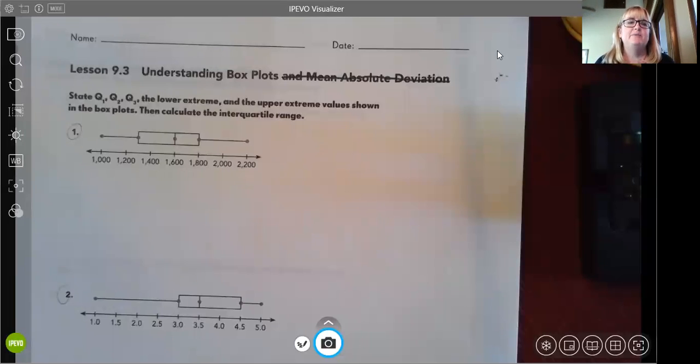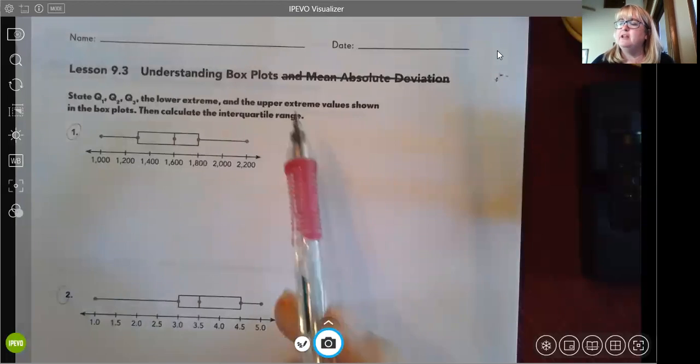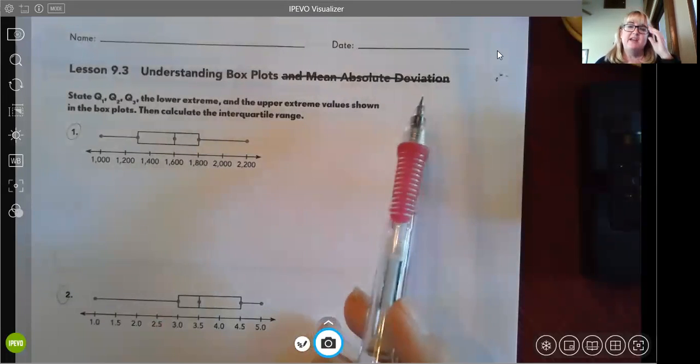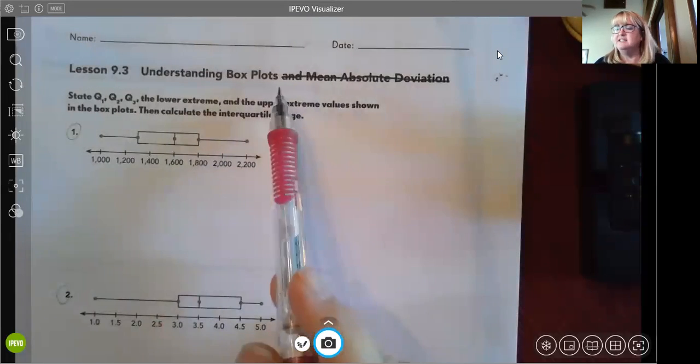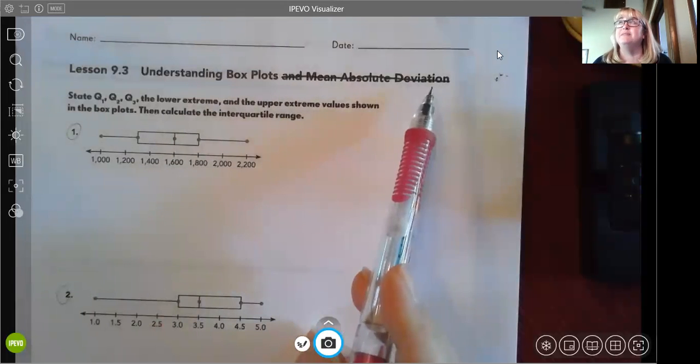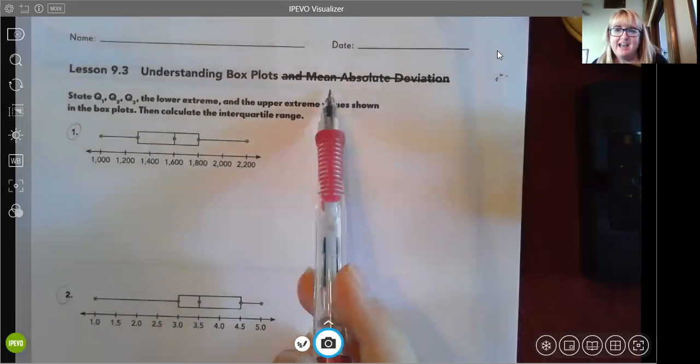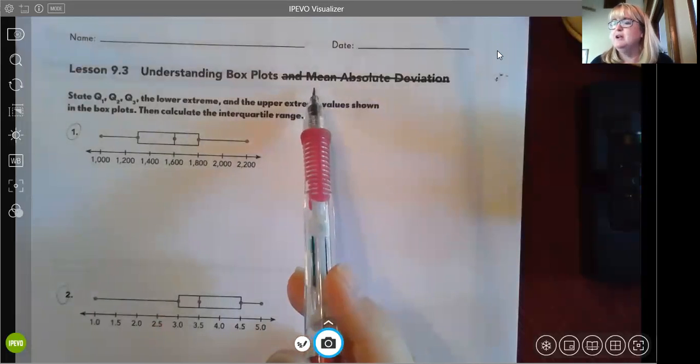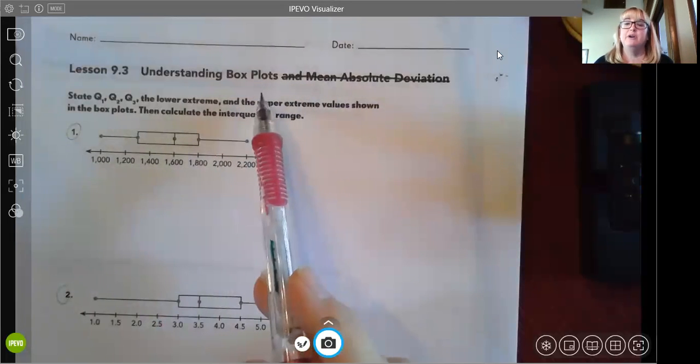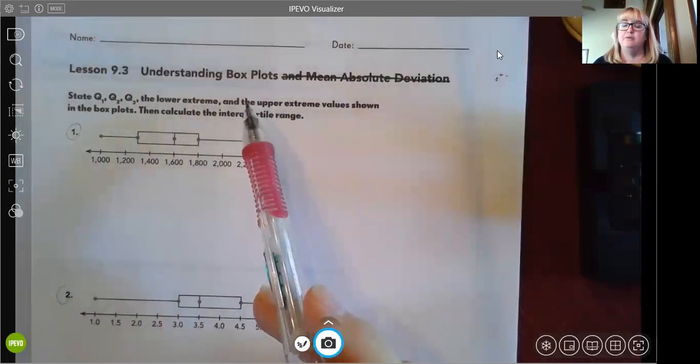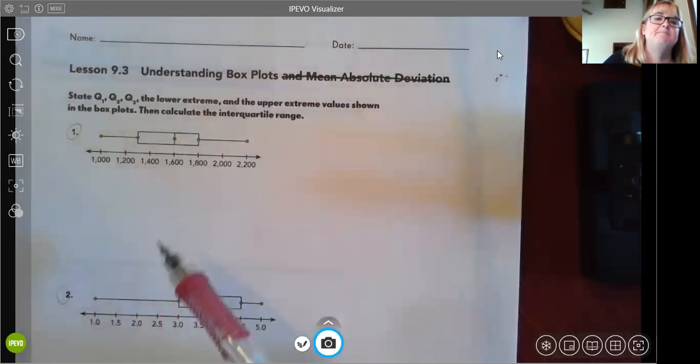Hi, seventh grade. We are looking at lesson 9.3, understanding box plots. And we're going to mark a line right through and mean absolute deviation. It is a concept for another day, maybe even another school year. But box plots are what we are looking at, how to make them, how to read them, and understand them.